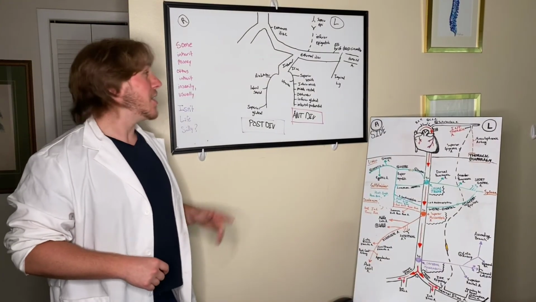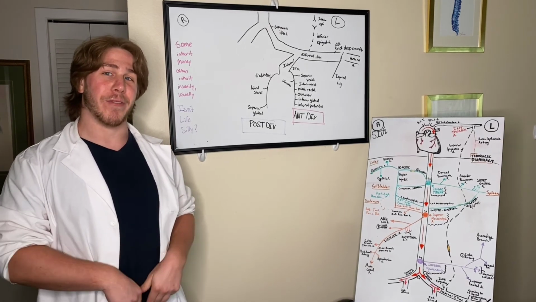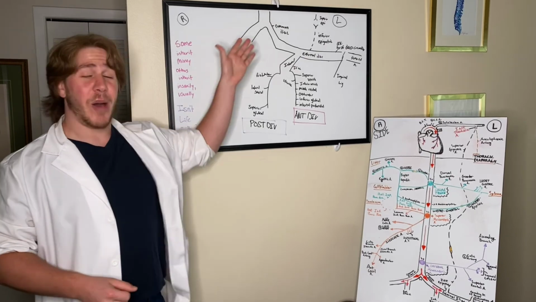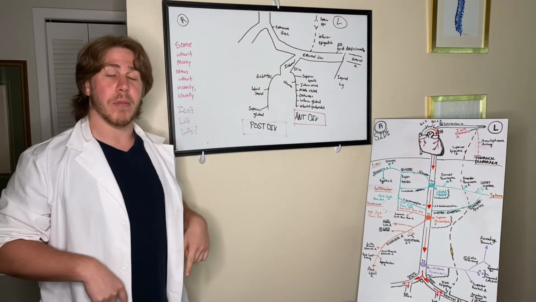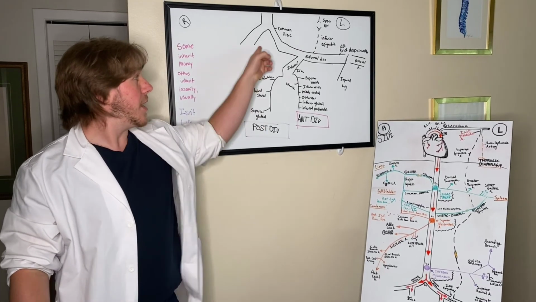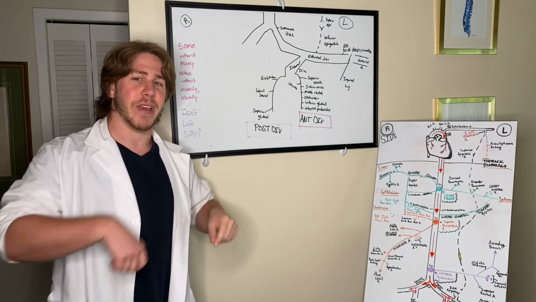Hello, welcome back. So John let me know that you guys have now made it to the common iliac artery bifurcation. We're almost done, just hang in there just a little bit longer. So the common iliac artery, we have a bifurcation of the abdominal aorta into the common iliacs, and then we have a second bifurcation into an external and an internal iliac.